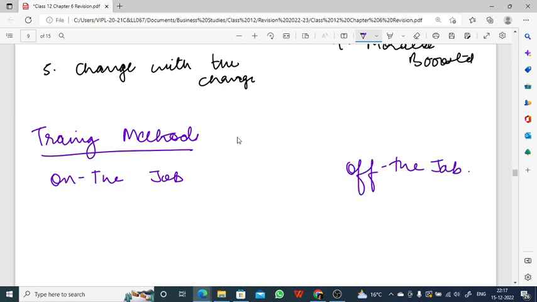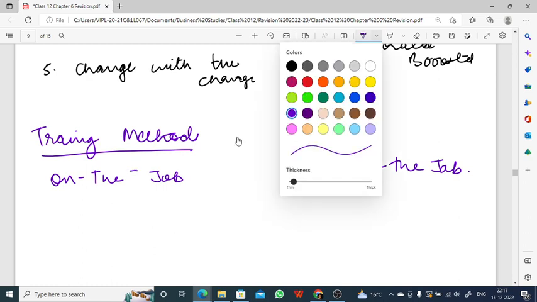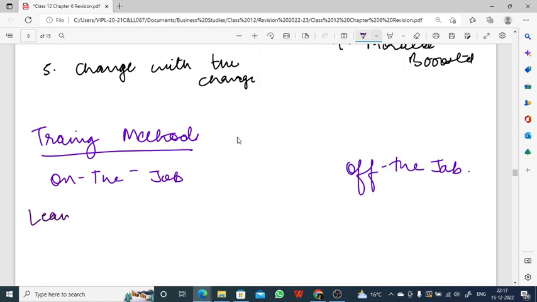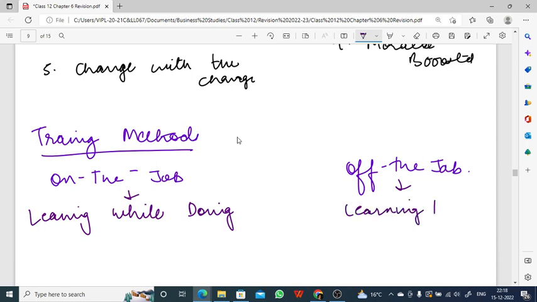So on the job is learning while doing. Learning while doing. Okay, this is what is on the job. Off the job is learn before you do. Learning before doing. Okay, so there are a few pointers.